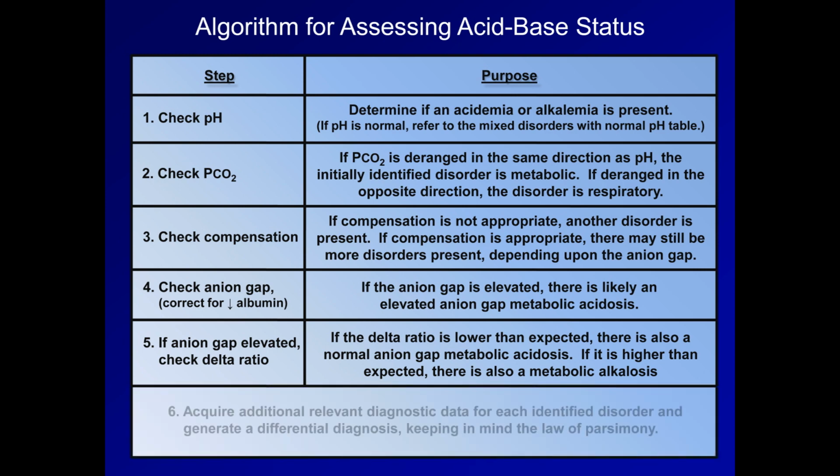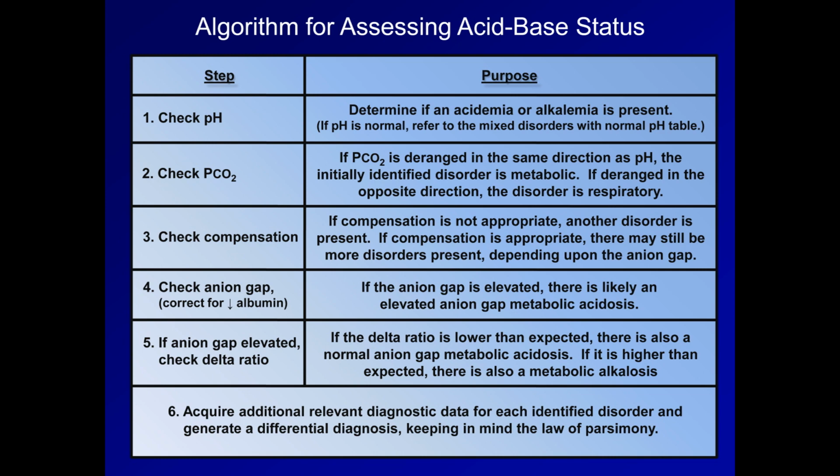Step 6. Using the flowcharts, acquire additional relevant diagnostic data for each identified disorder and generate a differential diagnosis, keeping in mind the law of parsimony. For those of you not familiar with the law of parsimony, it can be paraphrased as the simplest explanation is the one most likely to be correct.